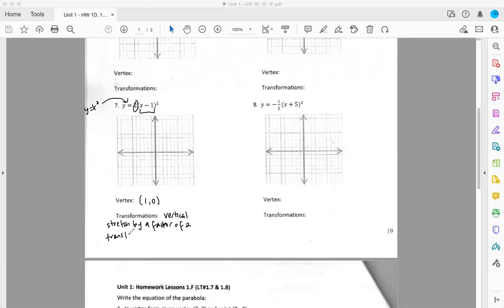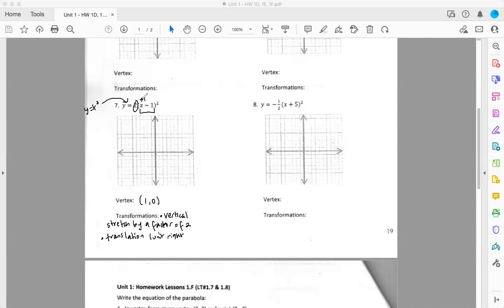Now you can say followed by, or you don't have to say followed by, that's okay. You can make them bullet points, like first vertical stretch and then translate. That's okay too. Translation, 1 unit right. Now again, why is it 1 unit right? Because positive 1 is what makes this 0. Positive 1 for x. And this is pretty much the transformation.